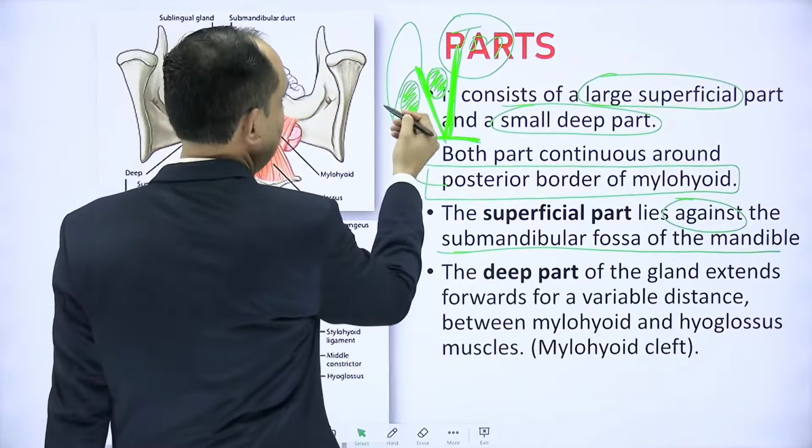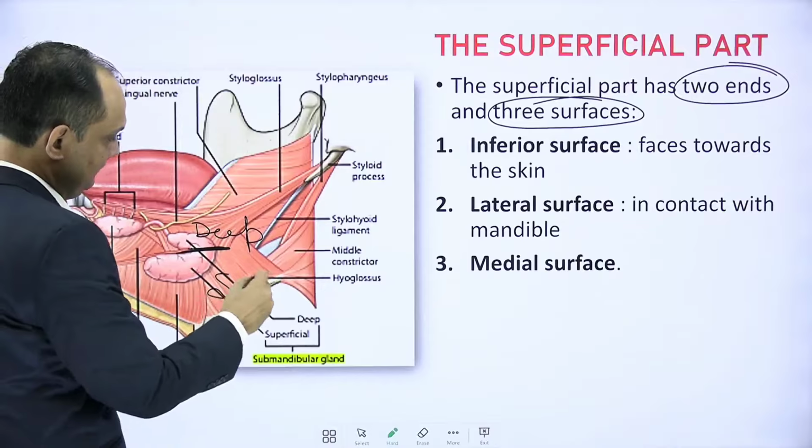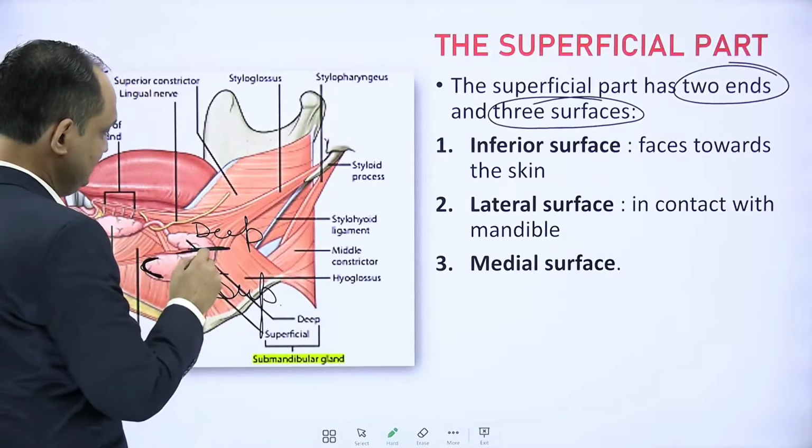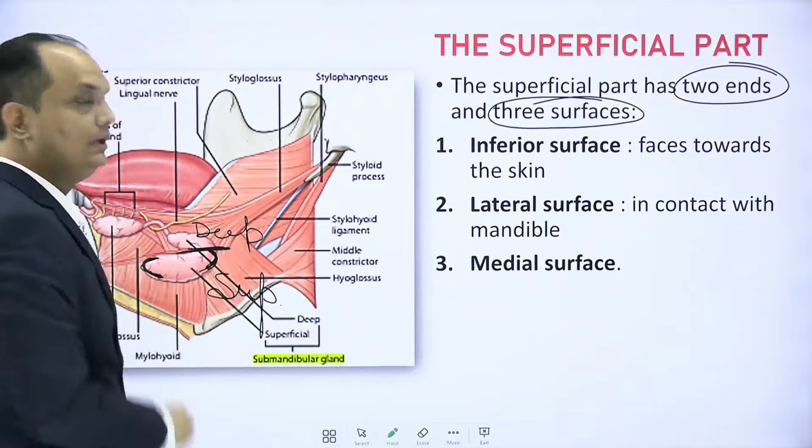Now what are the important features of superficial and deep part? First we will discuss the superficial part. The superficial part has two ends and three surfaces. When you see this gland, if we cut it into two parts, this becomes the deep and this becomes the superficial. In this superficial part, this is the anterior end, this is the posterior end of the gland.